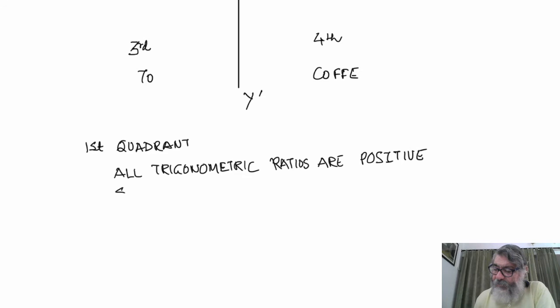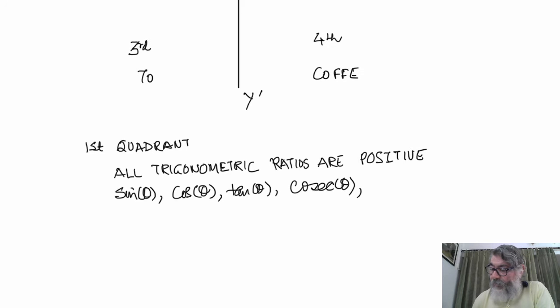That means sine theta, cos theta, tan theta, cosec theta, sec theta, and cot theta all will be positive in the first quadrant. I'm not going to use the word acute because, as I said, the generator line can take as many revolutions as it likes and still fall in the first quadrant. An angle may be much bigger than 90 degrees.